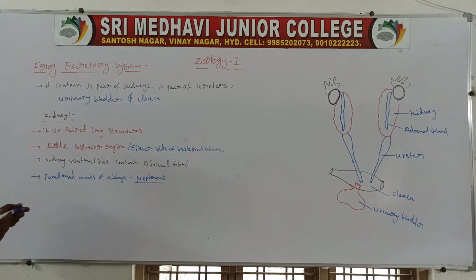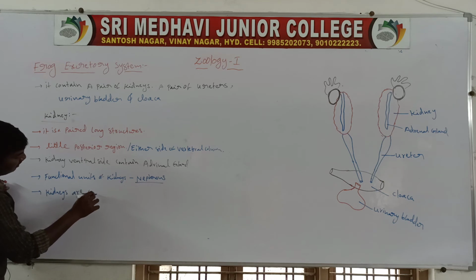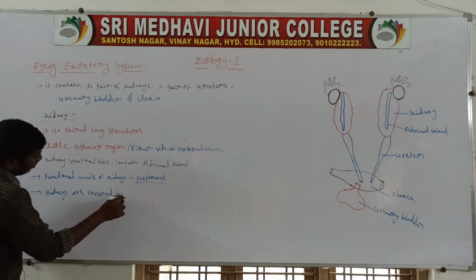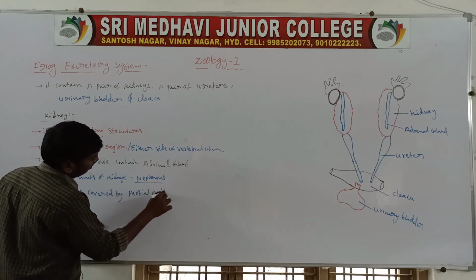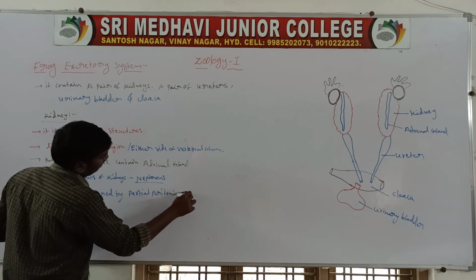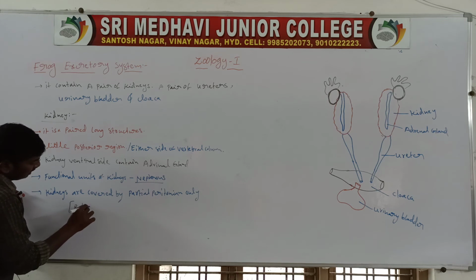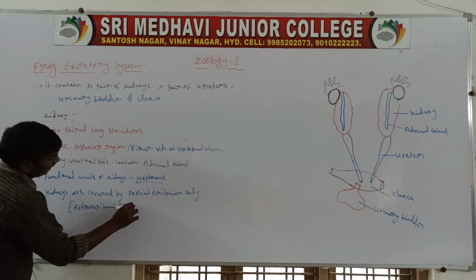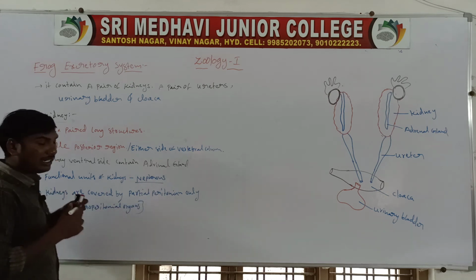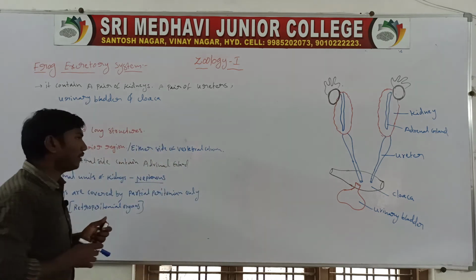Kidneys are covered by partial peritoneum only, so the kidneys are called retroperitoneal organs, because only the ventral side is covered by the protecting membrane.